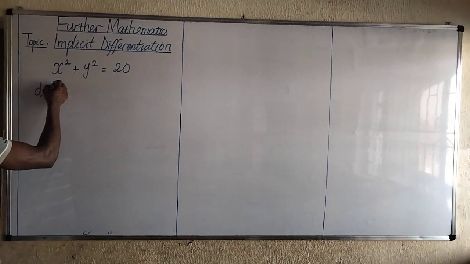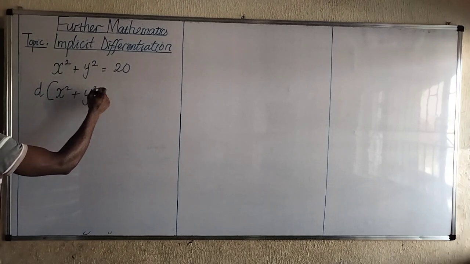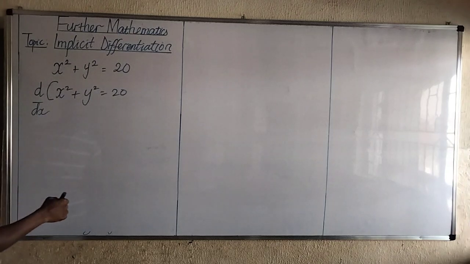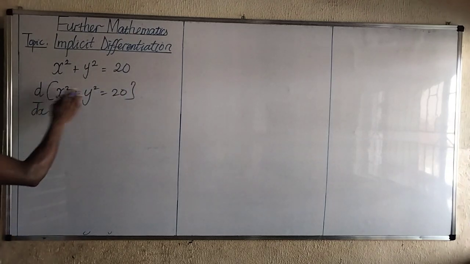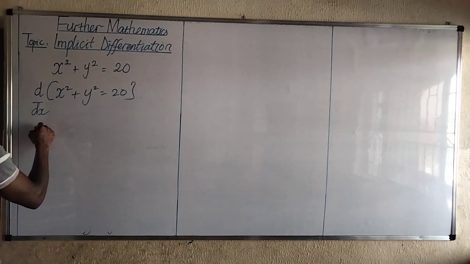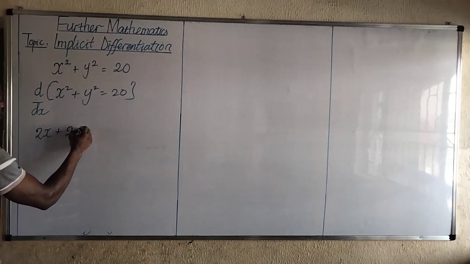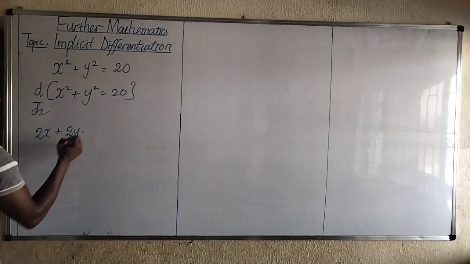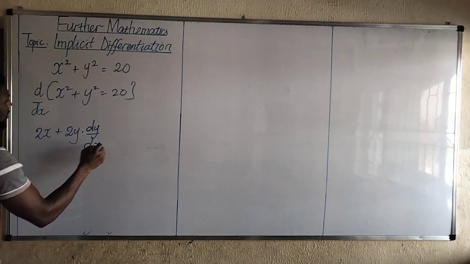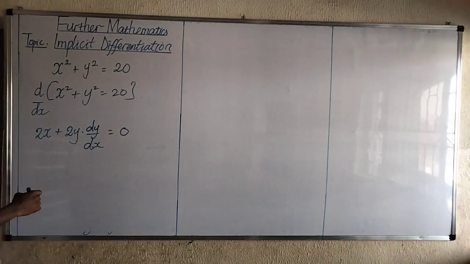Differentiating all, we have d of x squared plus y squared equal to 20 with respect to x. Alright? So when we differentiate all, if we differentiate this, we have 2x plus, if we differentiate this, we have 2y. Don't leave it like this. Multiply with what? dy over dx. Equal to, if we differentiate this constant 20, we have 0.